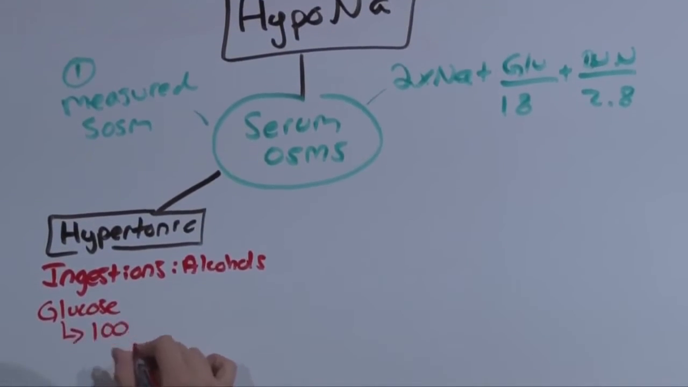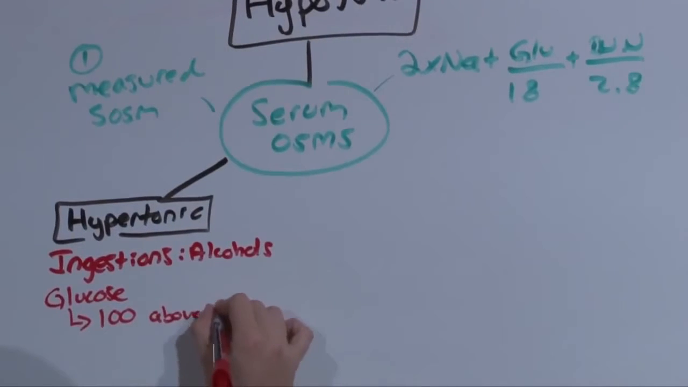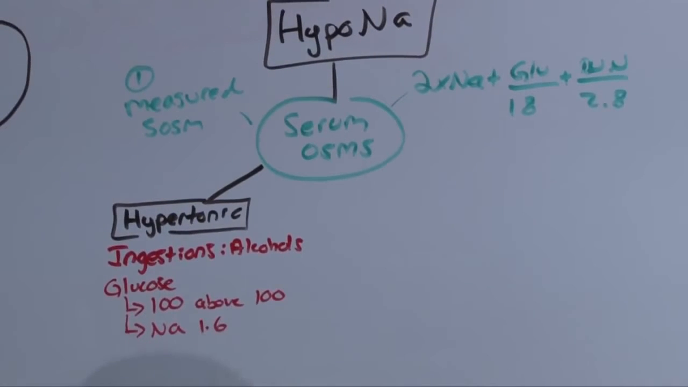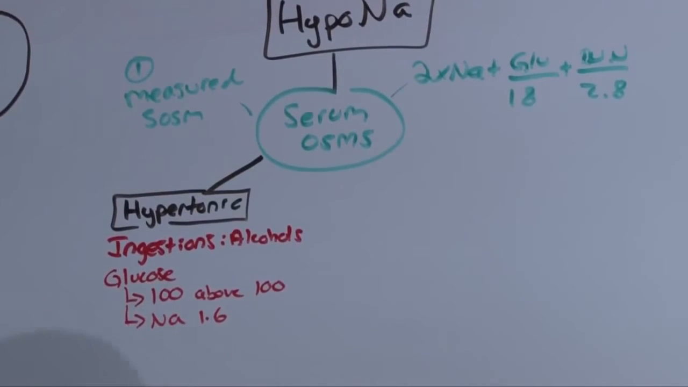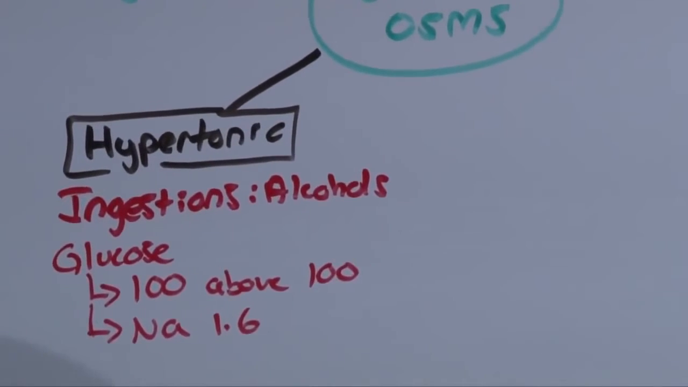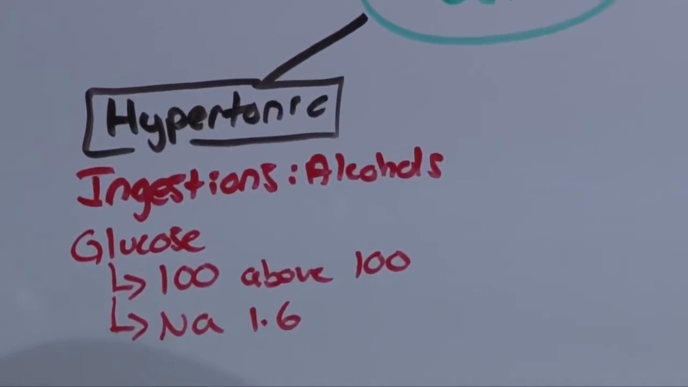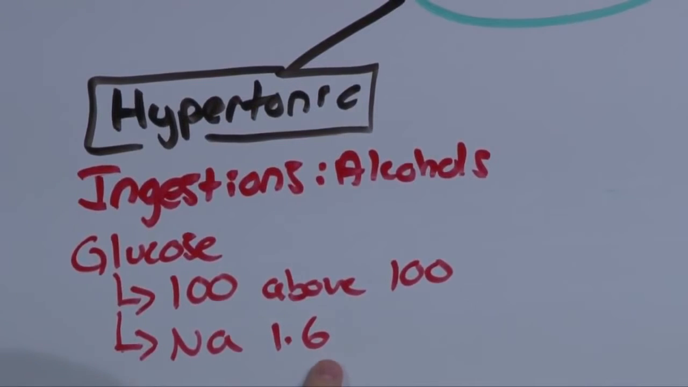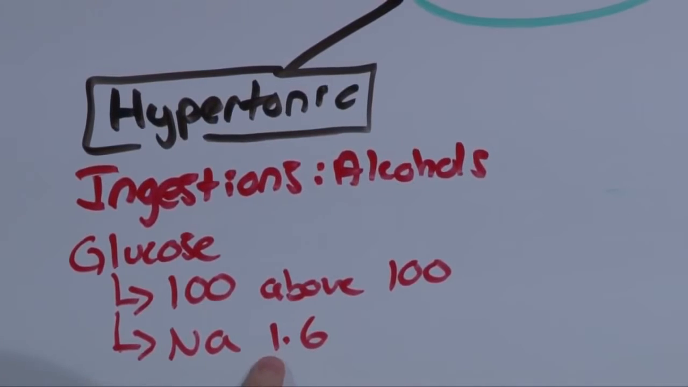For every 100 glucose above the first 100, you get a correction of sodium of 1.6. Let's just do an example so this becomes more concrete. If the glucose is 1,000, it is 9 hundreds above 100. That means you should correct the sodium by 9 times 1.6. 9 times 6 is about 54, and 9 times 1 is 9. Correct by about 14 or 15 sodiums back on.